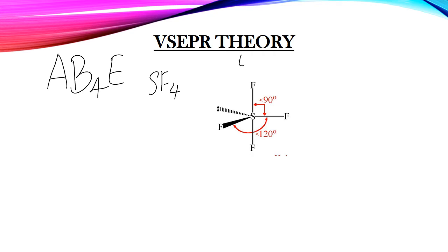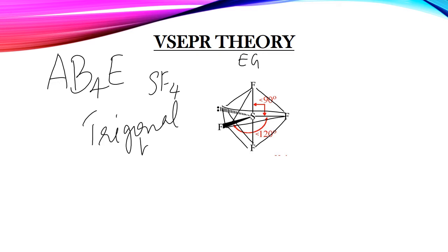Considering the bonded pair and the lone pair, the electron geometry will be trigonal bipyramidal. So two fluorine atoms and one lone pair is making the triangle, and the other two fluorine atoms are on the equatorial position, and that makes the electron geometry as trigonal bipyramidal. You have two pyramids there, one above the plane and the other below the plane.